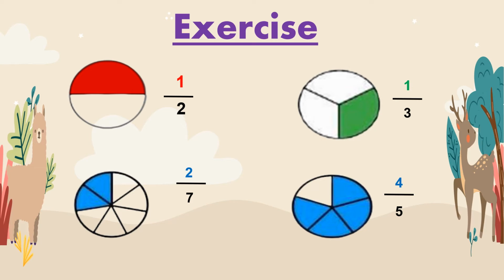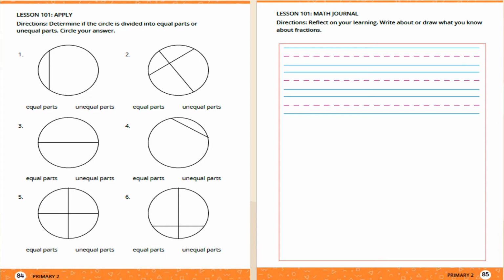Okay, 4 is called numerator and 5 is called denominator. 1 is called numerator and 3 is called denominator. 1 is called numerator and 2 is called denominator. 2 is called numerator and 7 is called denominator.